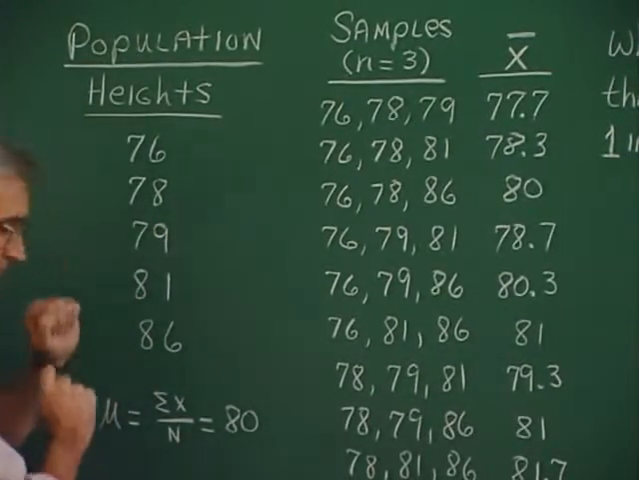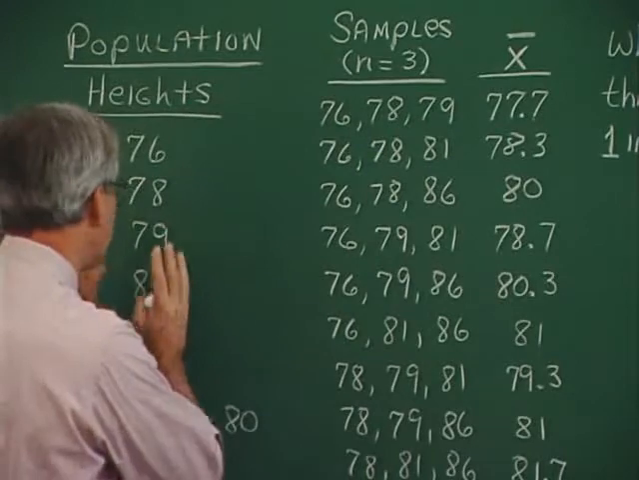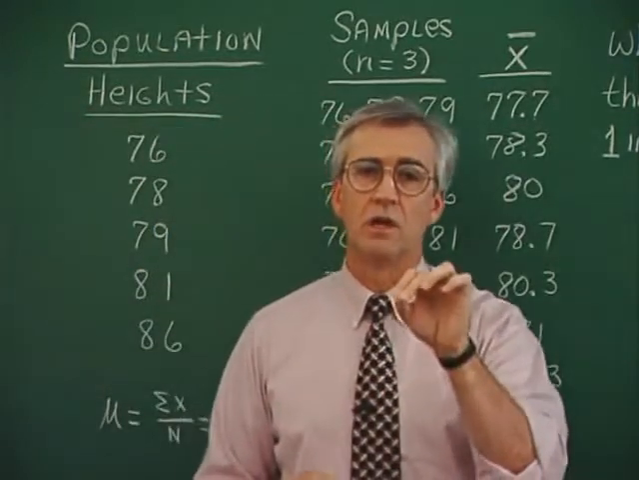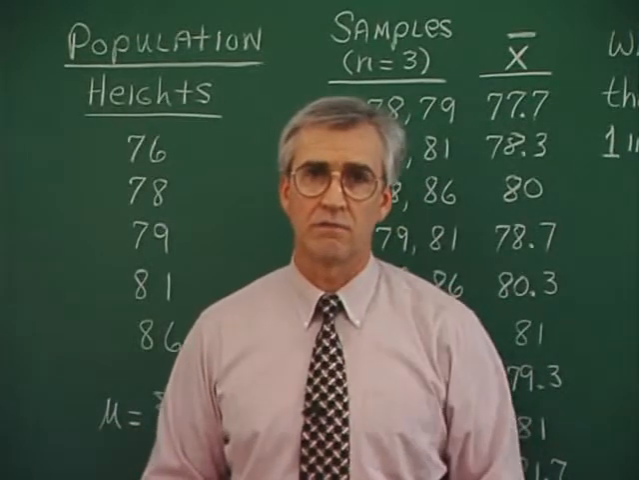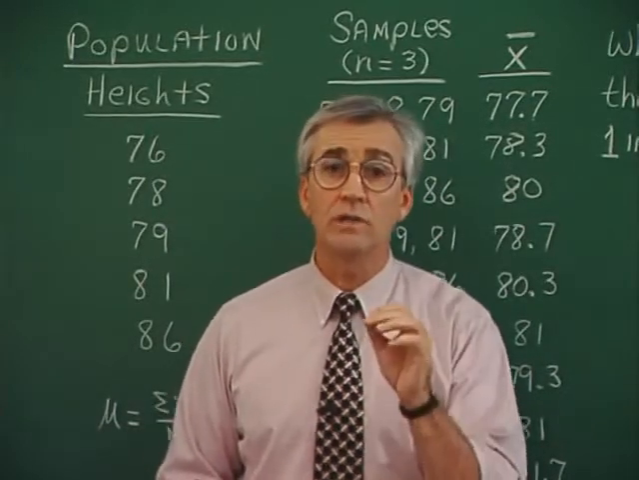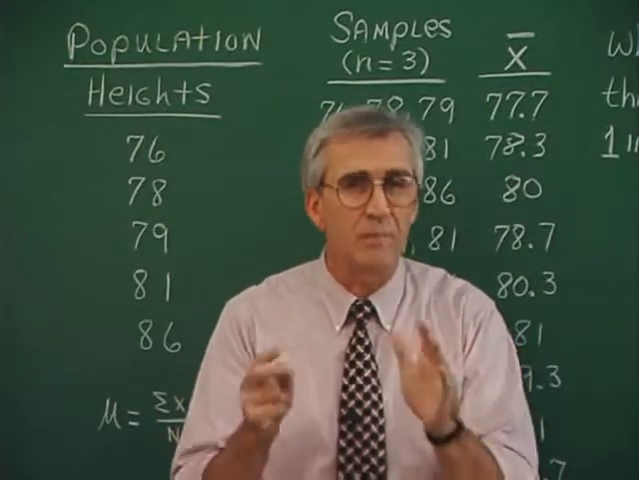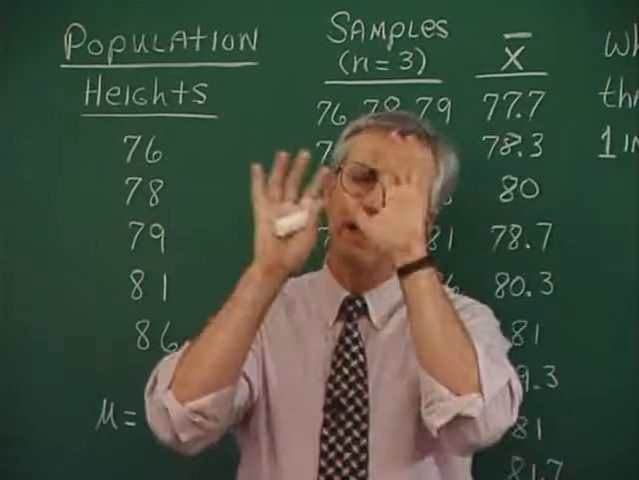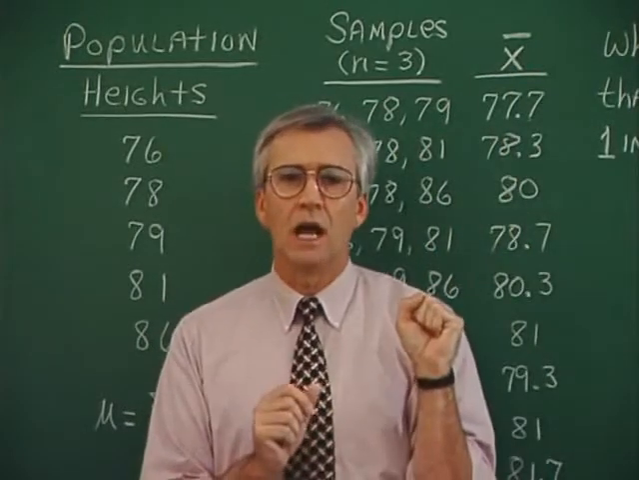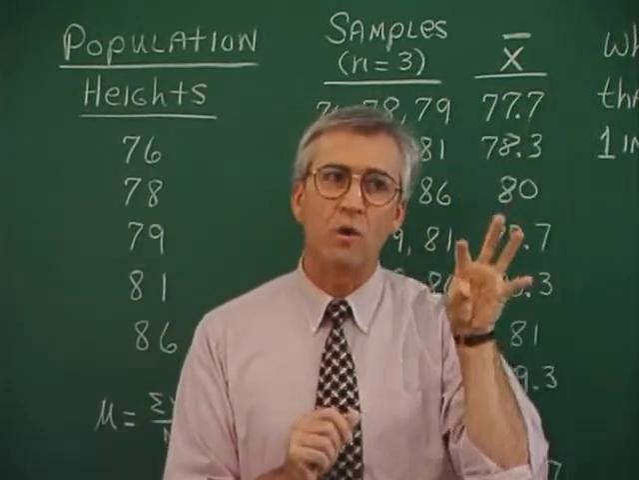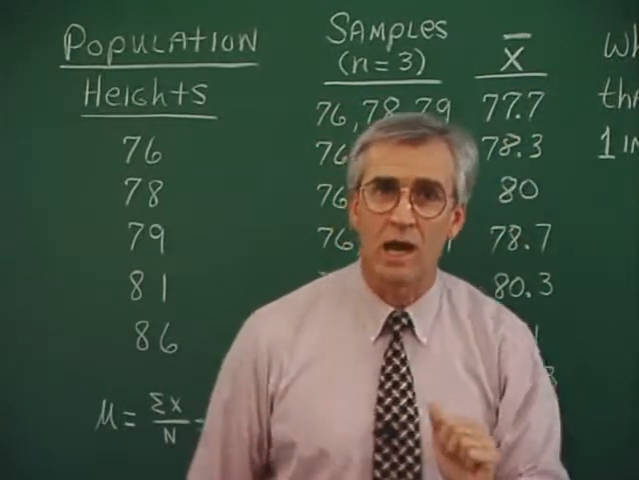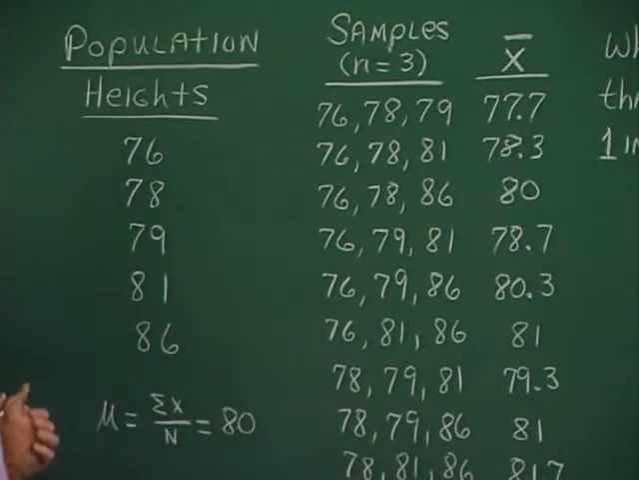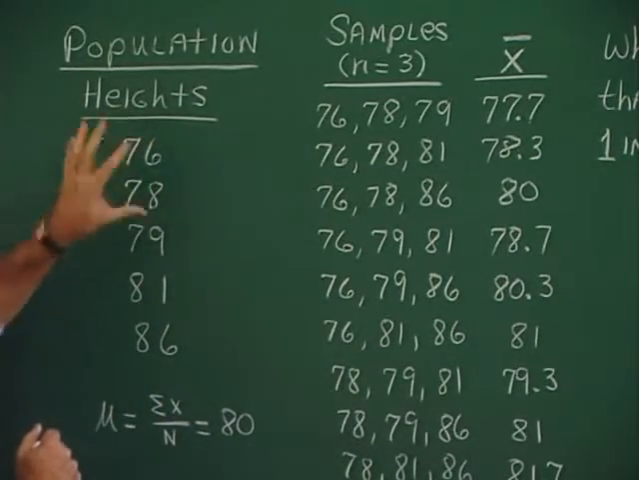All right, now, let's take samples from this population. I want to take all of the samples of size 3 from this population. And I'm going to assume, which is rather unrealistic, that we have no replacement. That is, if I randomly take a height measure, I don't put it back in order to select another one. That is, when I'm selecting 3 items randomly from this group of items, I can't get 76, 76, 76.